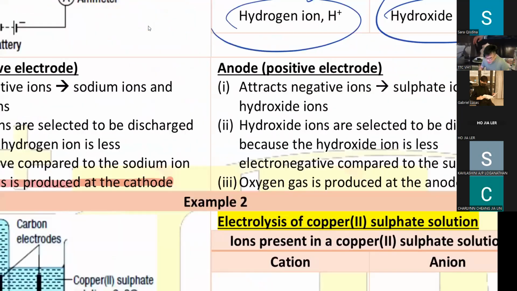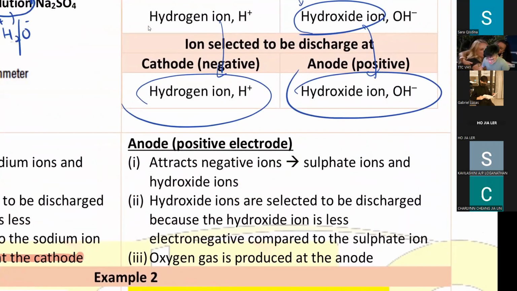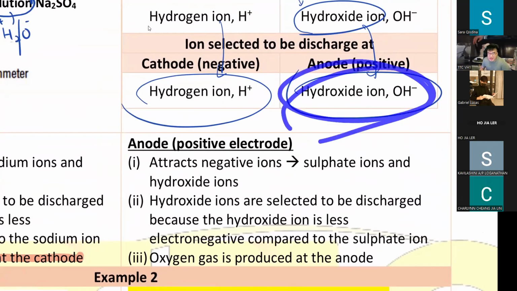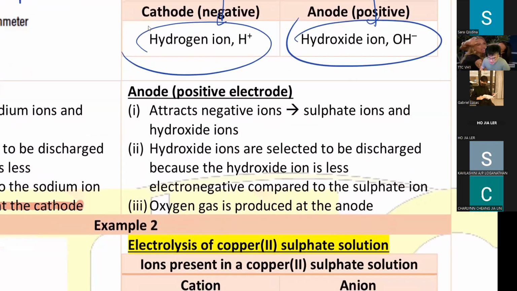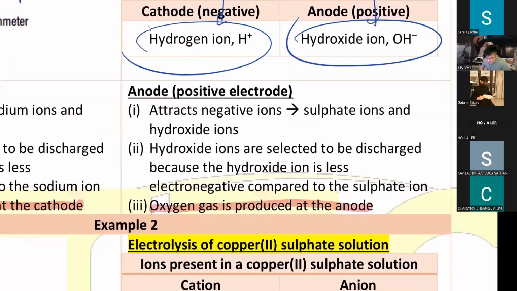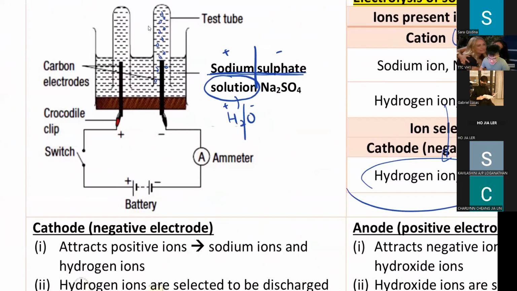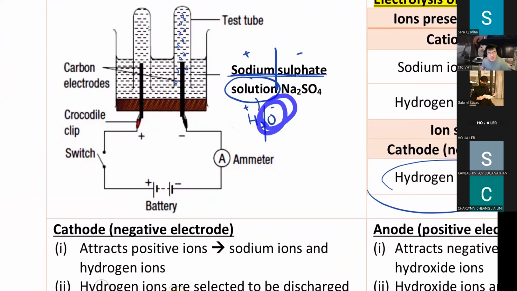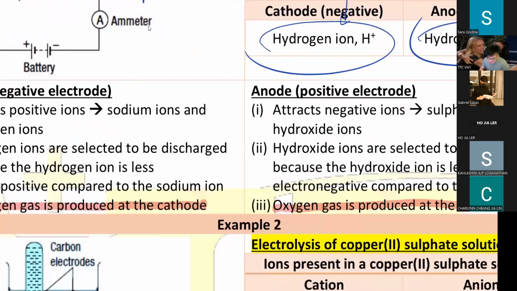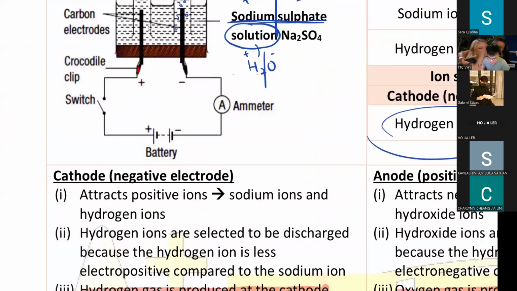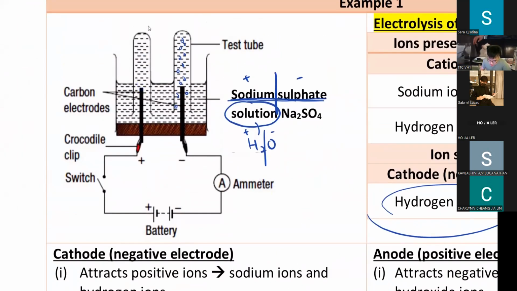And what about this? If I kick hydroxide out, what do I get? I will get oxygen gas because hydroxide is still oxygen. That's why I get oxygen here. Oxygen gas is produced at the anode, so at the anode you still see bubbles. Can you understand, guys? Very easy, right?